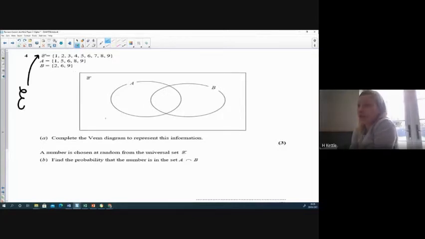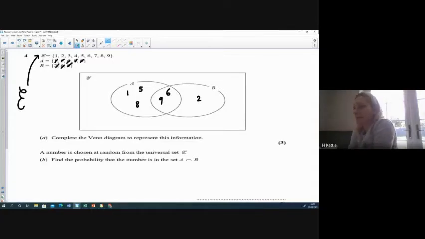So we now need to fill out the Venn diagram to represent this information. Now, this bit in the middle is called the intersect. So if it's in A and B, we can put it in the middle there. So I can put 6 in the middle because that's in both A and B. And I can put 9 in the middle because that's in both A and B. And they've got nothing else in common. So I'm going to put the 1, the 5, and the 8 in A, and I'm going to put the 2 in B.